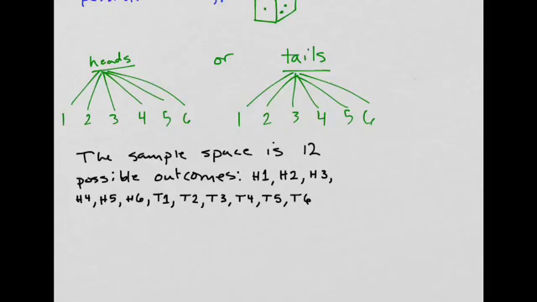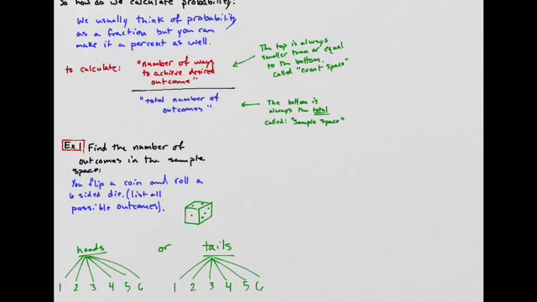That means the sample space is size 12. There are 12 outcomes in the sample space, and there they all are. Hopefully that makes sense. Later on we'll use that as the bottom number. The 12 would be the bottom number because that's the total number of outcomes.